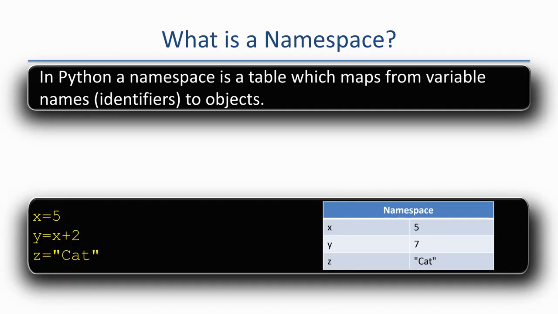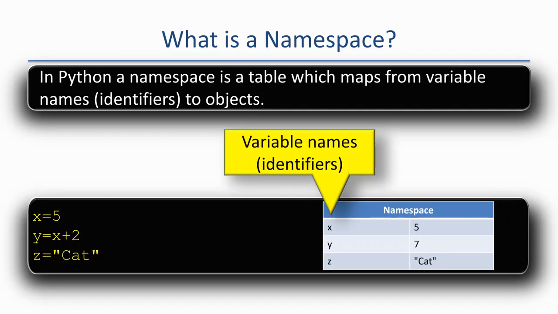As you can see, in the left column you have variable names, and in the right column you have the values for those variables. And this table is called a namespace.